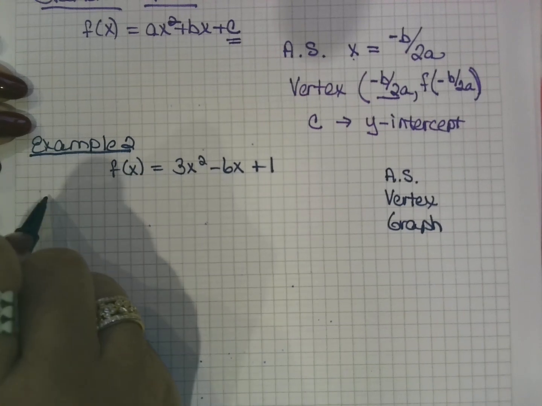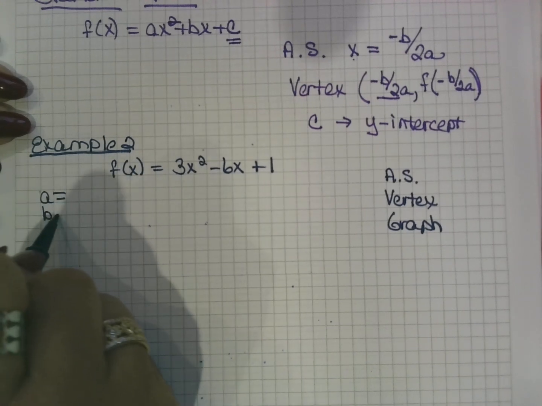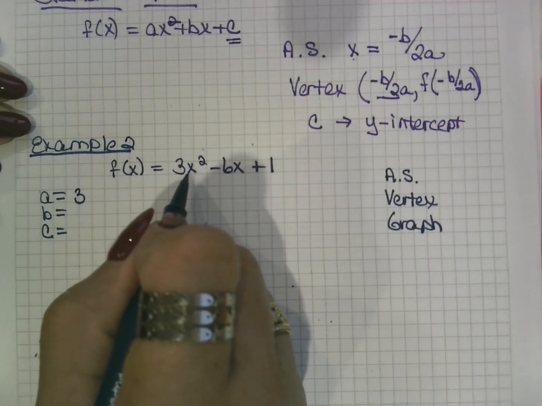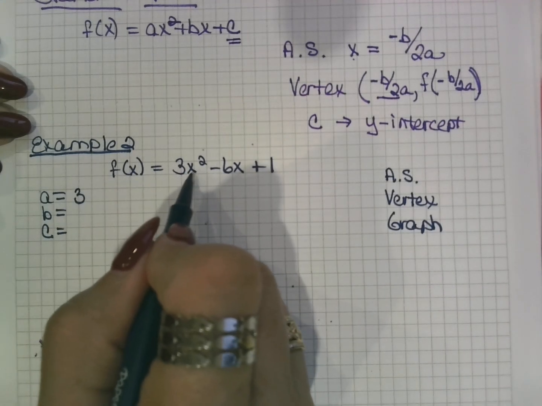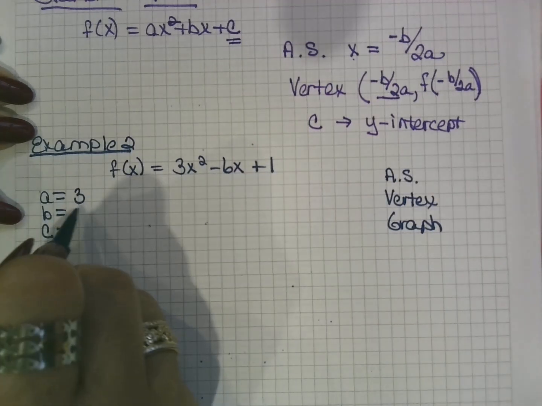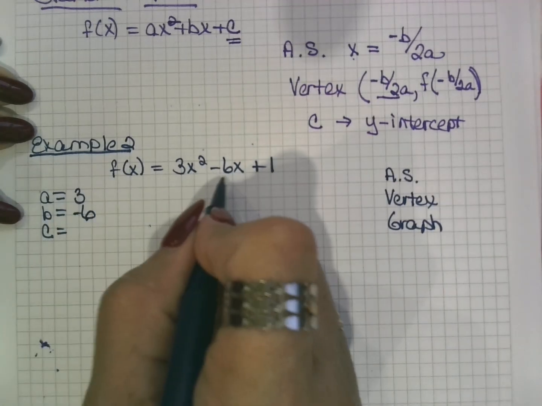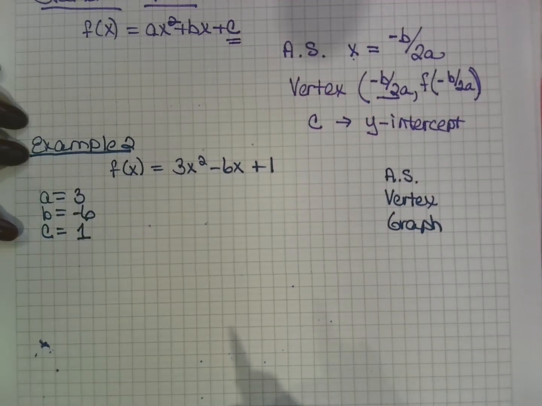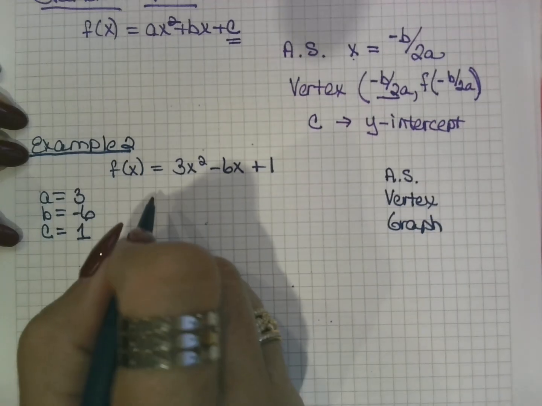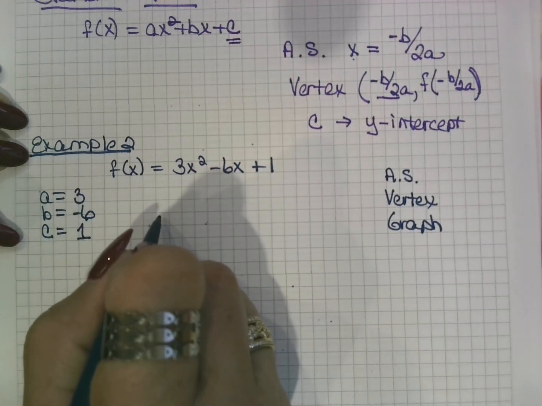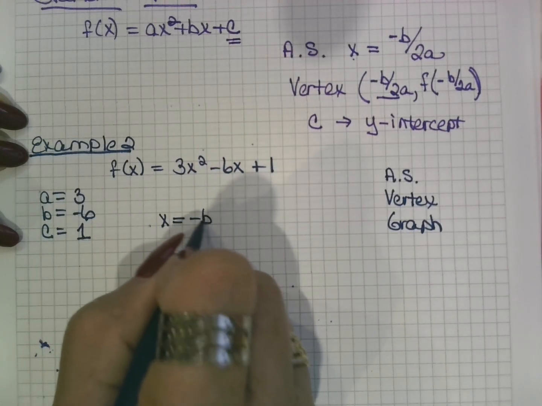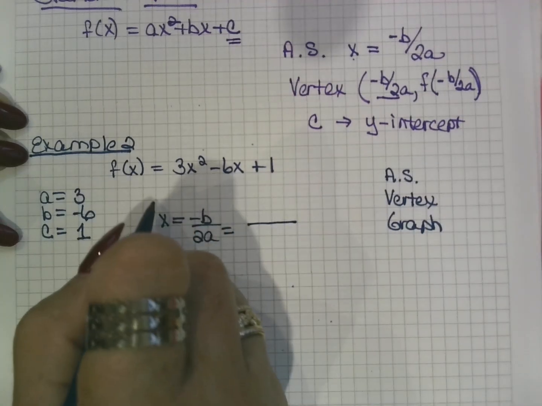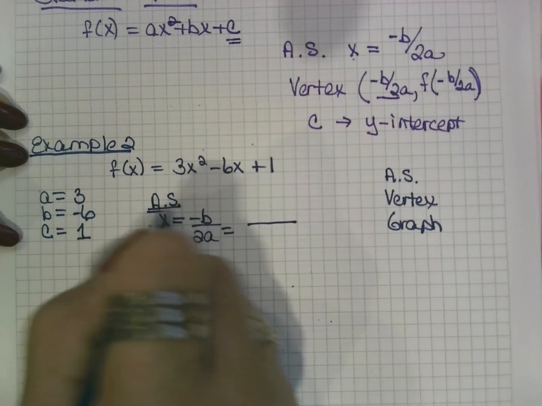So the first thing we have to do is determine what A is, what B is, and what C is. A is 3. It's the coefficient of the x squared term. B is negative 6. That's the coefficient of the x term. And C, which is my constant, is 1. So now I'm going to use my formula for axis of symmetry, which is x equals negative b over 2a, to find what that axis of symmetry is. That's what I'm looking for here.